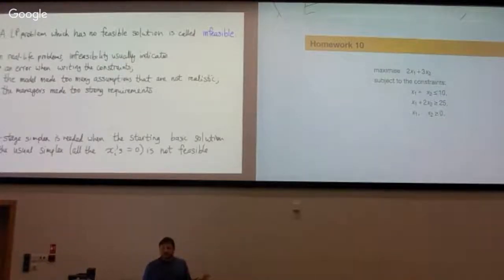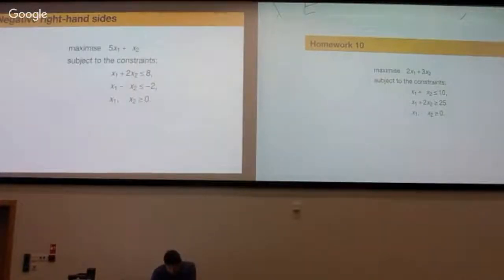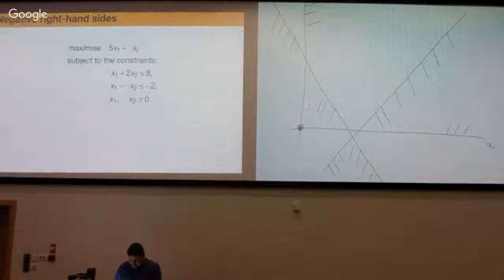Another example is this one, where all the constraints are less than or equal to. So there's no problem there. But the problem is with the second constraint, because if you put zeros, you get 0 on the left, and you have a negative number on the right. So that's another situation where you can encounter the need for the first stage.